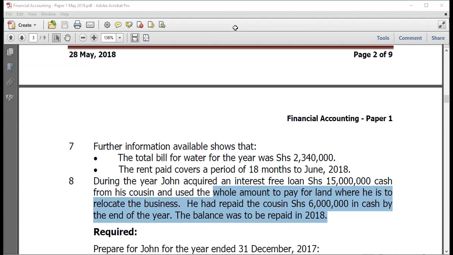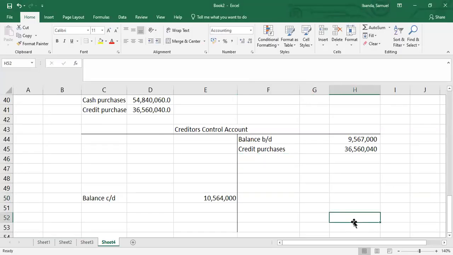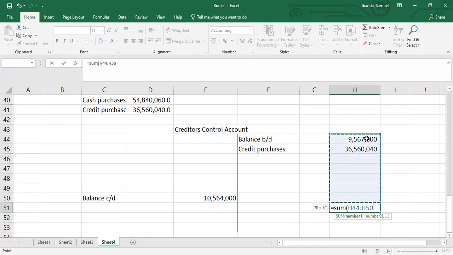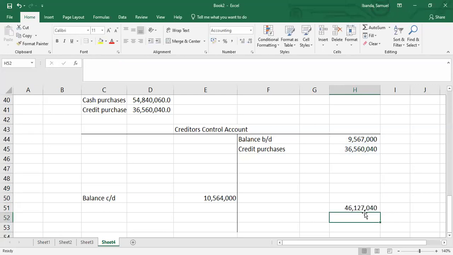So ideally, this account should be balancing, okay? This account should be balancing. But I see the account is not balancing. And what I'm seeing here is that this side has 46,127, and this side has 10,564. So my question is, what could be missing in my creditors control account that it should be on the debit side, okay?